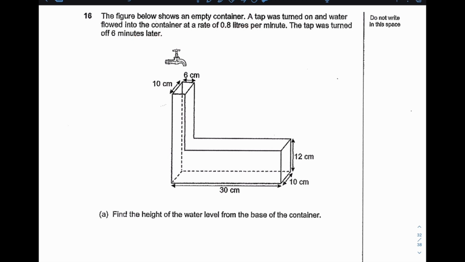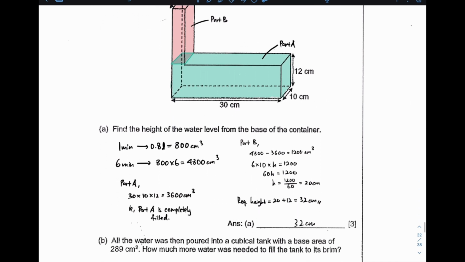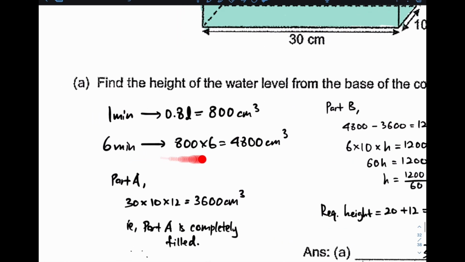Now this shape here, this solid here looks like a combination of 2 different cuboids, yeah? And that's the way I would think about it. So I'll call this part A in green, right? This cuboid here. And then this cuboid here, I shall call it part B. Now, water is coming in to fill this empty tank. So, taking the flow rate 0.8 liters per minute, switched on for 6 minutes. That's a total of 4800 cubic centimeters flowing in.